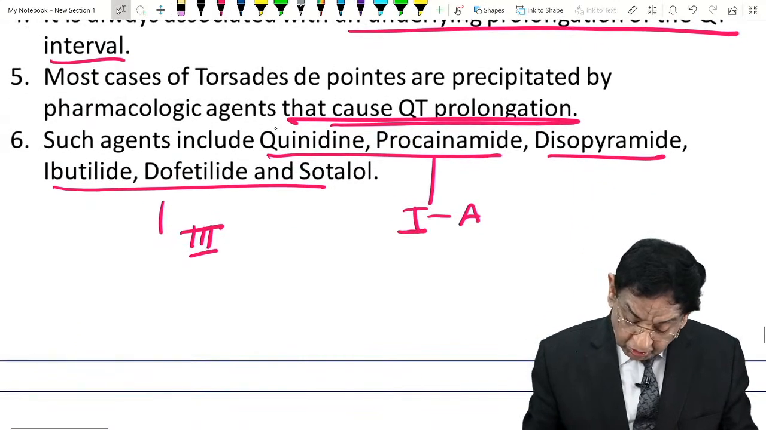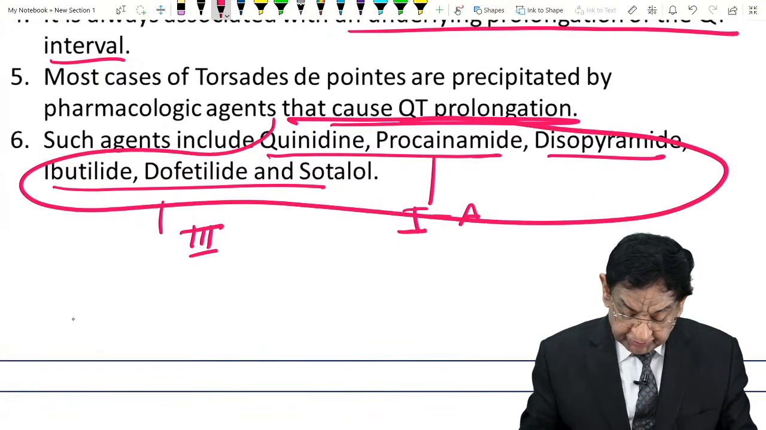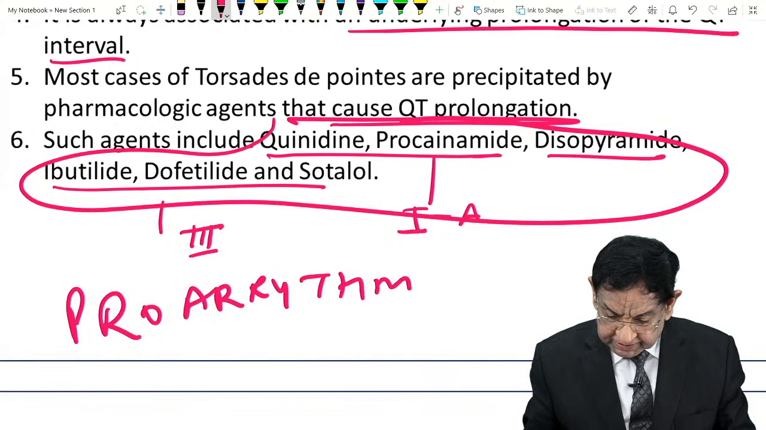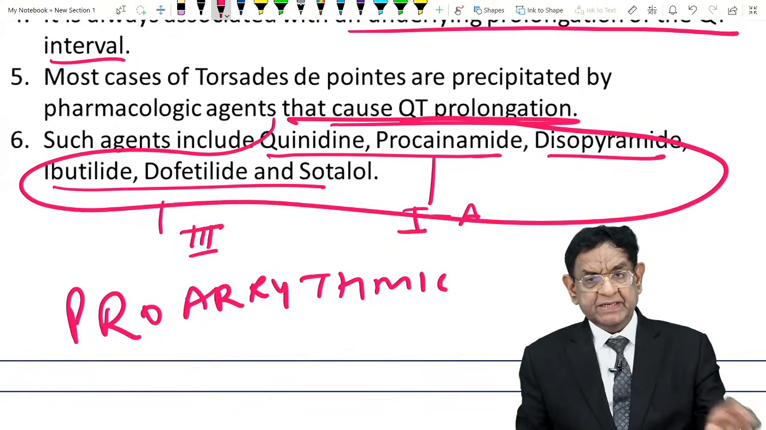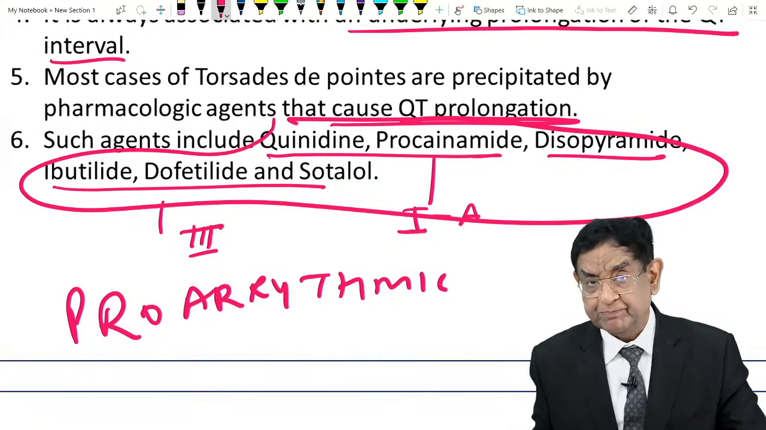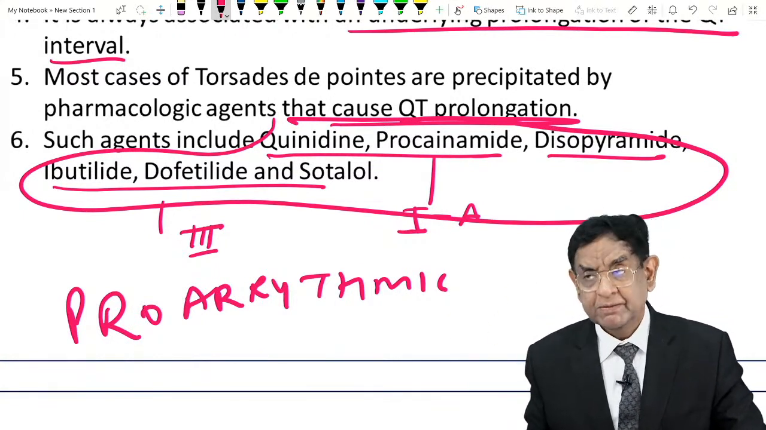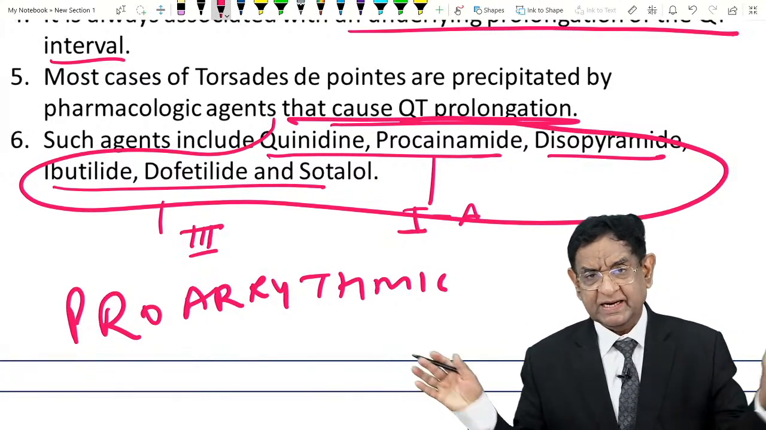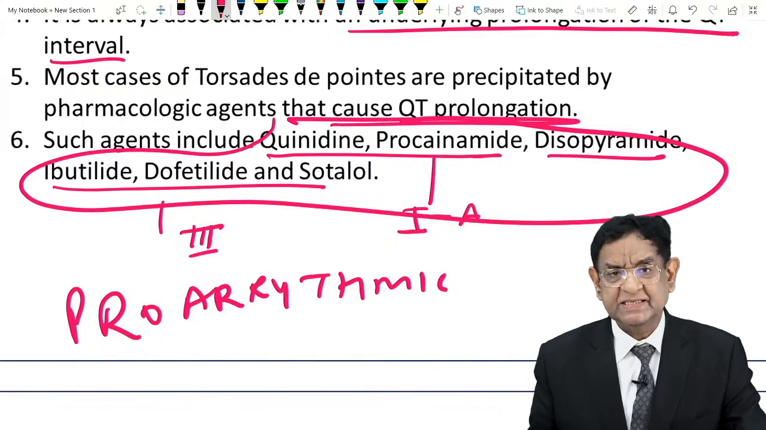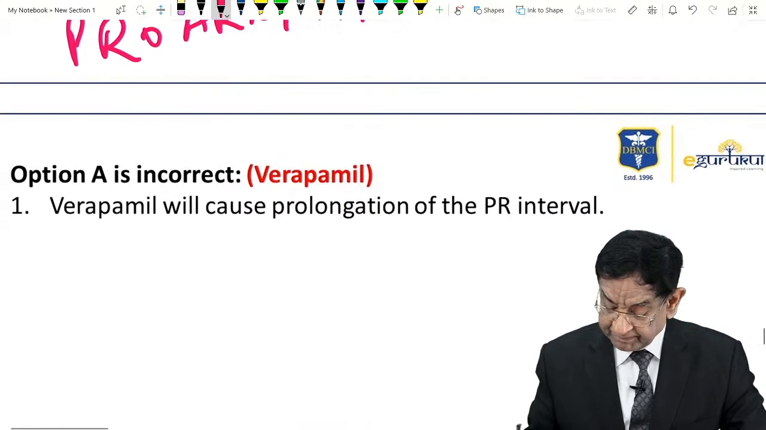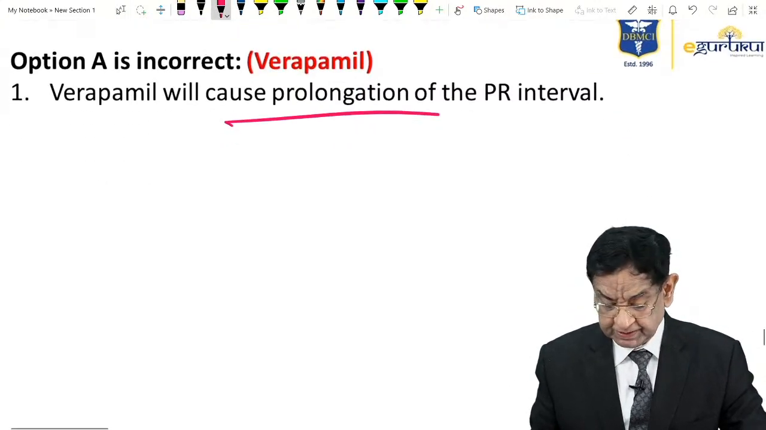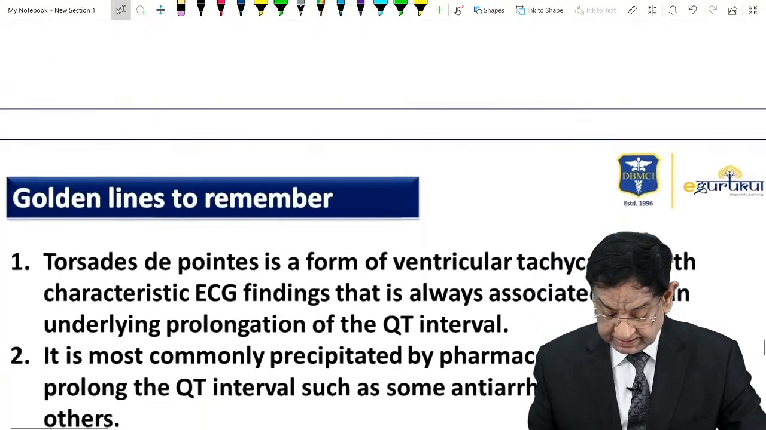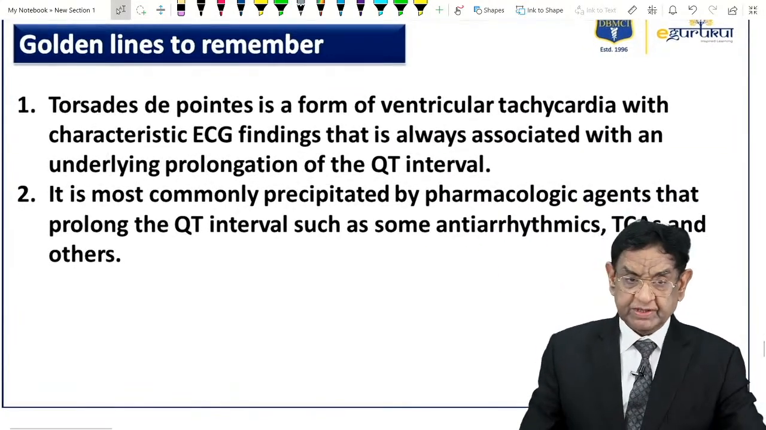So another name, all these drugs we will call pro-arrhythmic drugs. Why pro-arrhythmic? Because they are anti-arrhythmic drugs, but they themselves can produce arrhythmia. Amiodarone is not pro-arrhythmic, or rather the chance of pro-arrhythmia is very less, which is the better way to say it, because in medical science there is nothing like absolute. Chances are less, but incidence is there. Okay. Verapamil leads to prolonged PR, it doesn't have any effect on QT interval. None of them is causing prolonged QT interval.